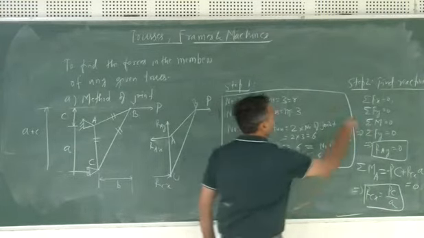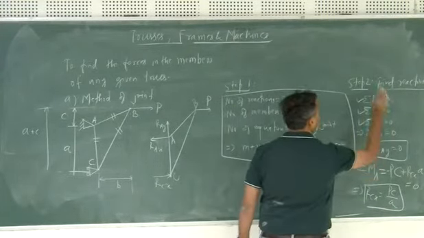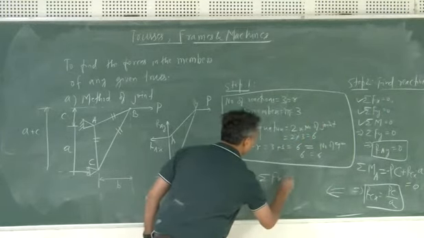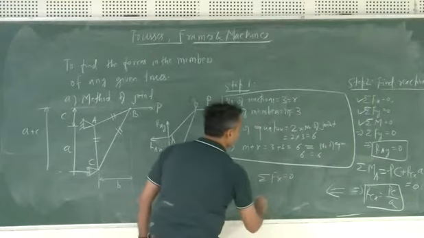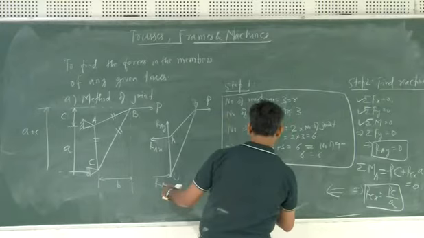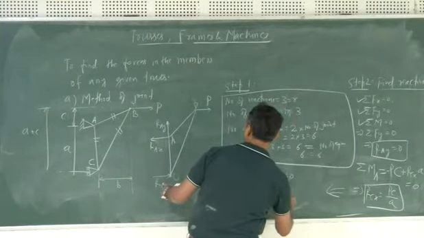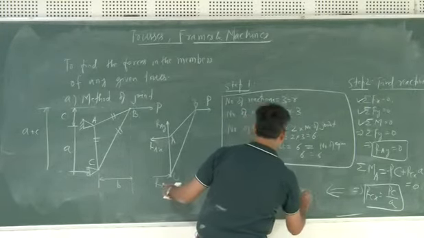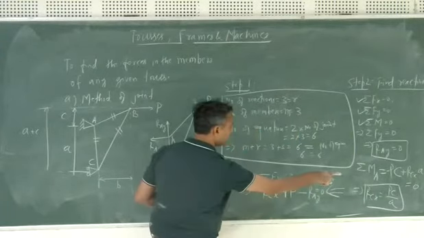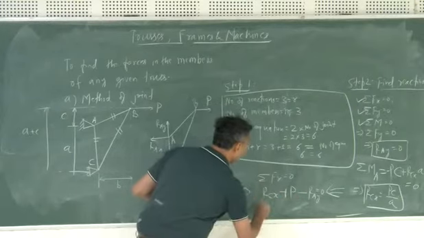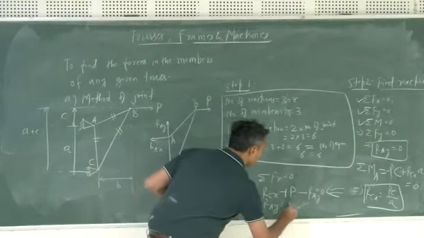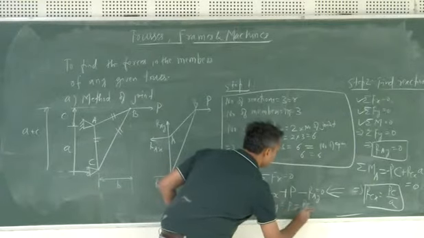Now this one is used, this one is used. Summation of Fx is equal to 0, what you are going to get is your RCX plus E minus RAY equals to 0. RCX is nothing but PC by A. RAY minus PC by A.